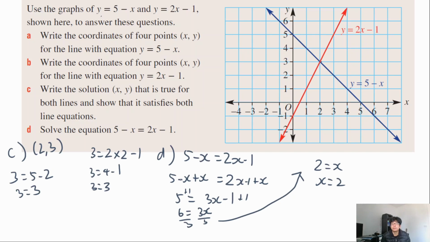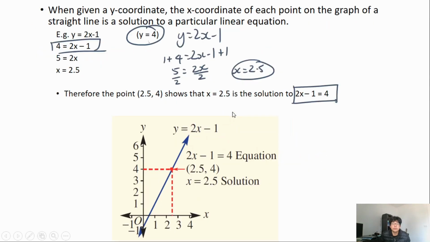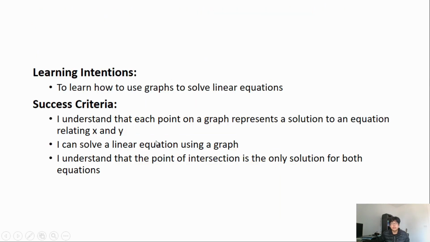Give yourself a tick for each one you got correct there. Alright, so that brings us to the end of this video. Thank you guys for watching, and hopefully by now you do have a better understanding that each point on the graph represents a solution to an equation relating x and y, you can solve a linear equation using a graph, and finally you understand that the point of intersection is the only solution for both equations. Once again, thank you guys for watching, and I'll see you all back online.